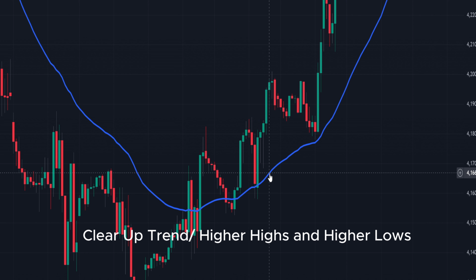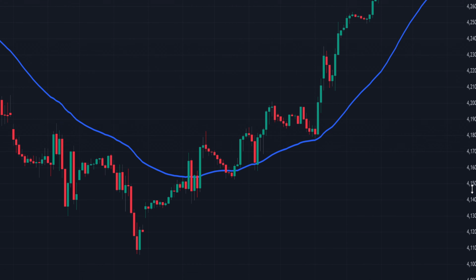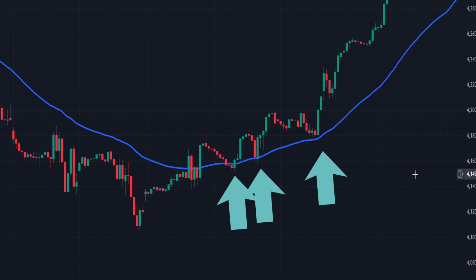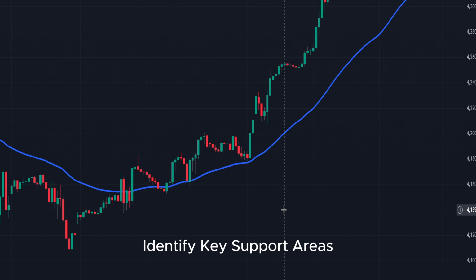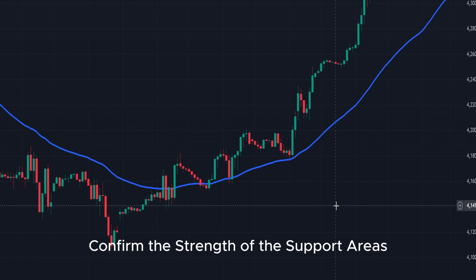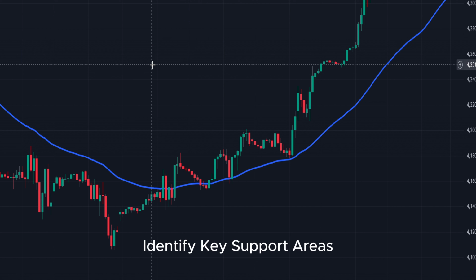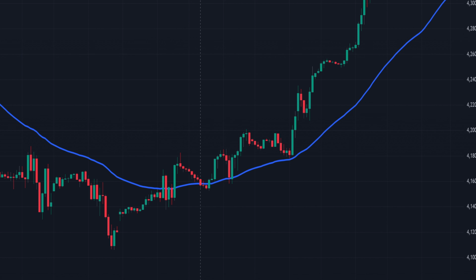To trade with this uptrend effectively, 1. Establish the uptrend based on price action. 2. Identify key support areas, such as the ones highlighted by reactions in the chart. 3. Confirm the strength of these support areas by noting the presence of the 50 EMA coinciding with them. 4. As price approaches these areas, observe for significant price action signals, such as candlestick formations.